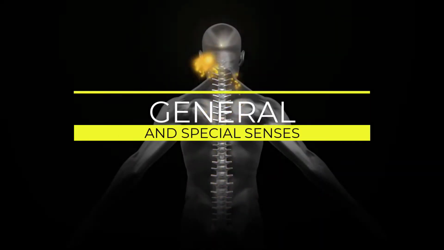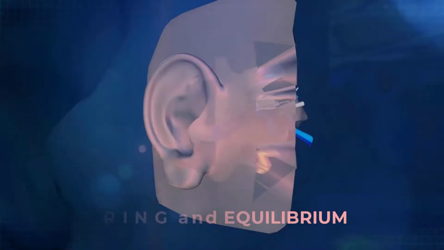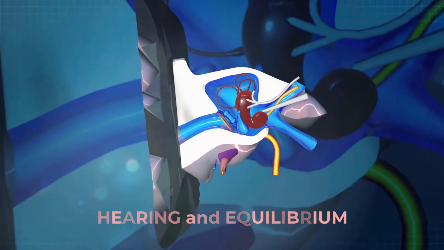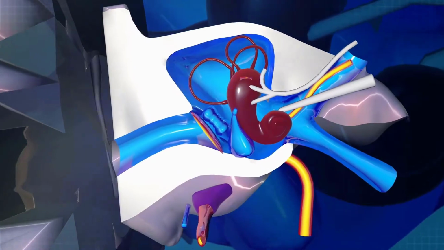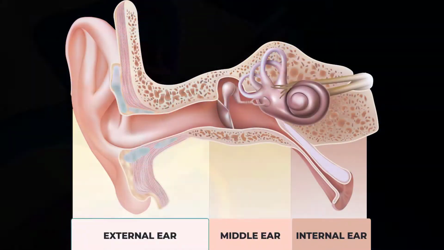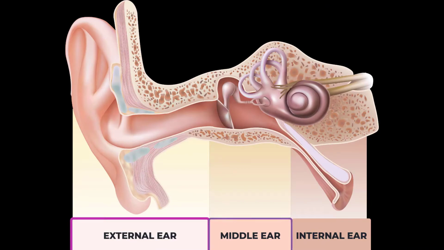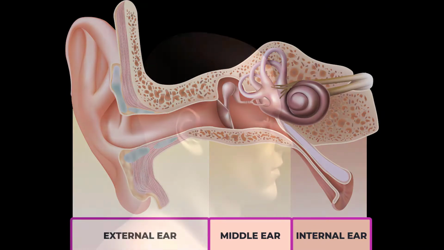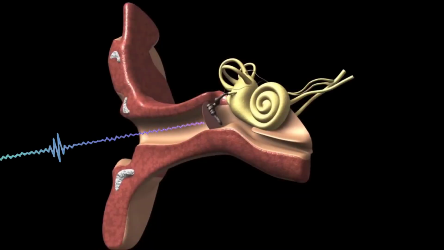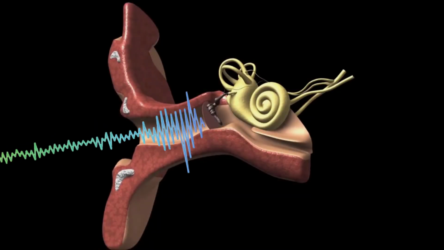General and special senses. The ear is associated with the detection of two special senses, equilibrium and hearing. The ear is divided into three anatomical regions: the external ear, the middle ear, and the internal ear. The external ear is the visible portion, and it collects and directs sound waves to the eardrum.